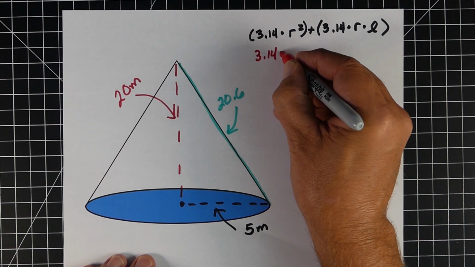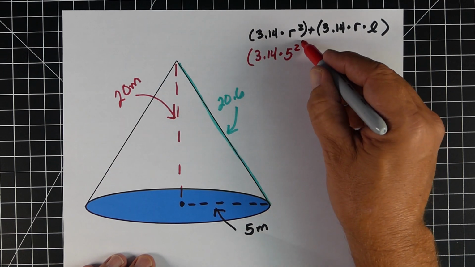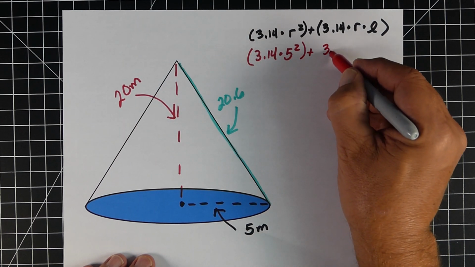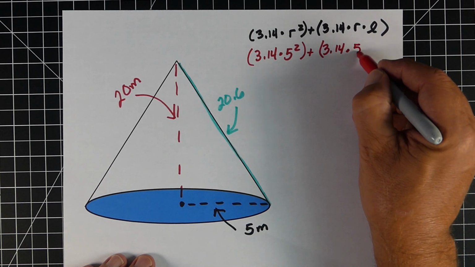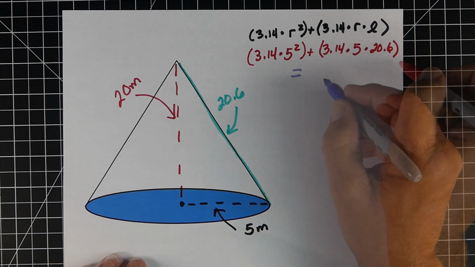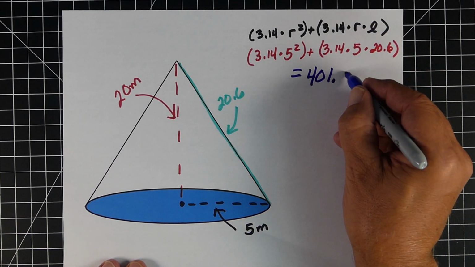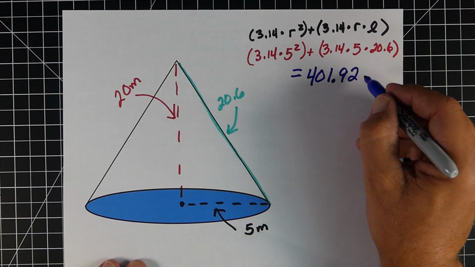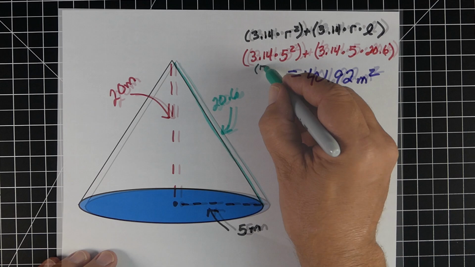We plug in our numbers. So we got 3.14 times 5 squared. That's going to give us the area of that circle. Then we're going to go 3.14 times 5, which is our radius, and then times 20.6, which is our slant height. When we do that, we end up with 401.92, and that is going to be meters squared.